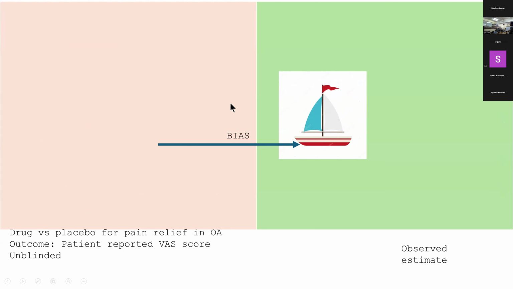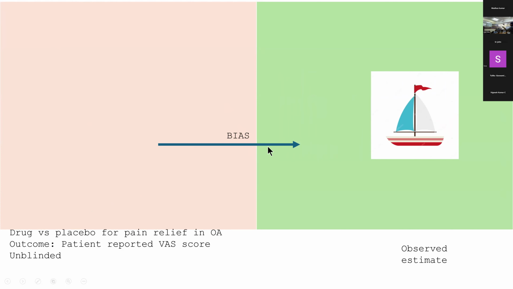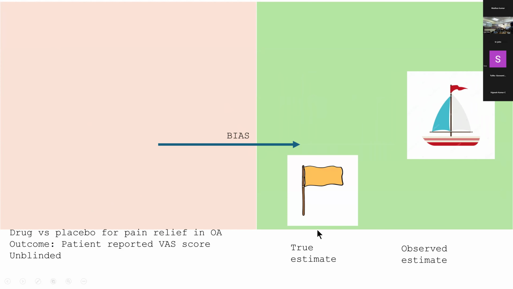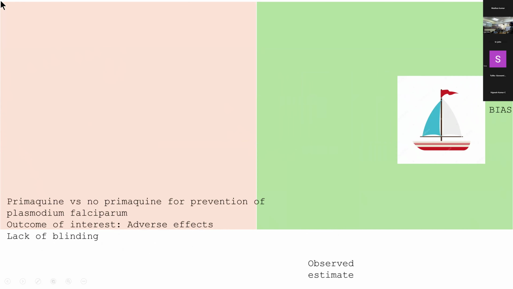It will favor the drug. So here you'll know that the bias will actually favor the drug. Your true estimate might be this, but the bias has favored the drug. So for this study, would you downgrade for risk of bias? Yes, we will downgrade. We will look at another example.